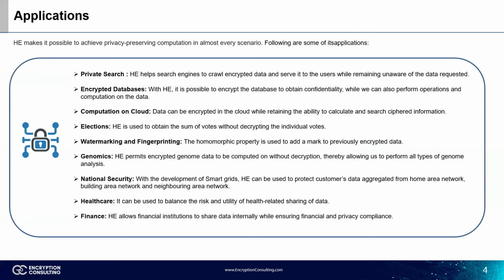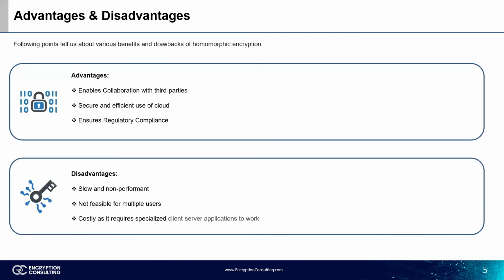Now let's weigh the advantages and disadvantages of homomorphic encryption. First benefit of HE is that it enables collaboration with third parties. HE allows organizations to share sensitive business data with third parties without revealing the data or the results of the computation to them. This can accelerate collaboration and innovation without the risk of sensitive information getting compromised.